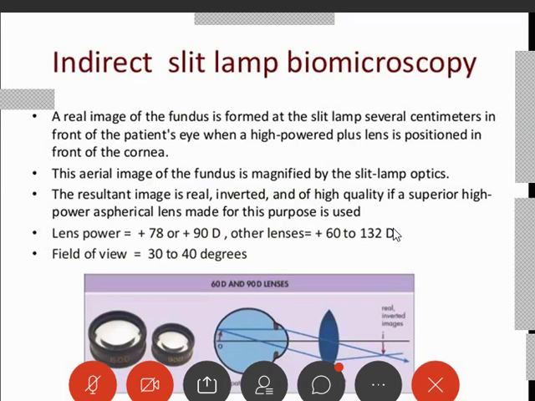Then I told that even with the help of slit lamp, we can examine the fundus, by using either plus 60 diopters, plus 78 diopters, or plus 90 diopters lenses. We place the lens in front of the patient's eye, and then we visualize the fundus. The field of view is 30 to 40 degrees.